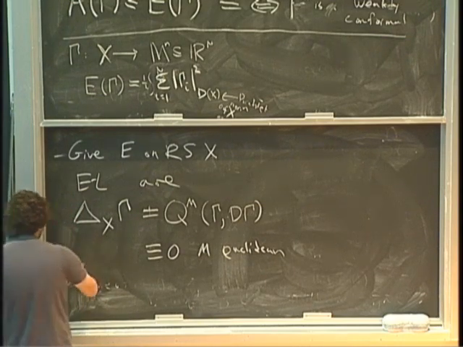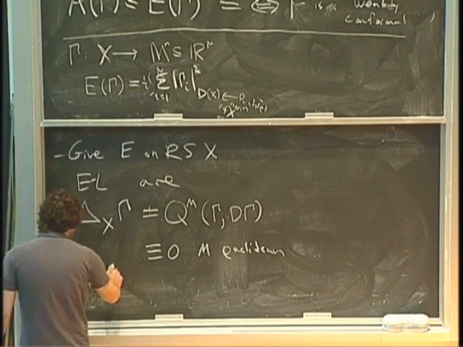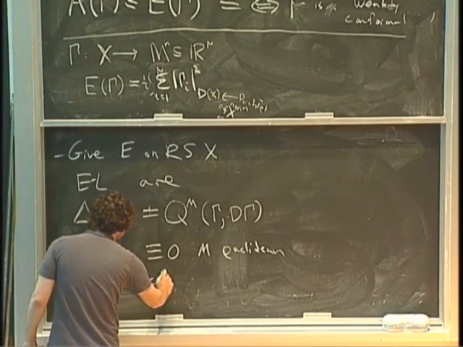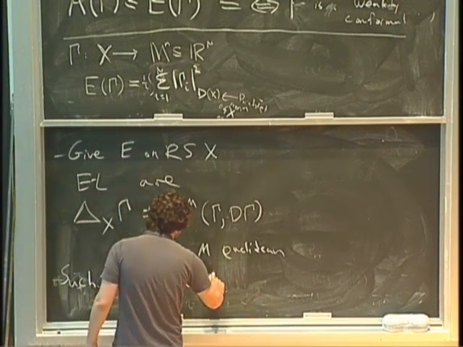Okay, so such a gamma is called a harmonic map.